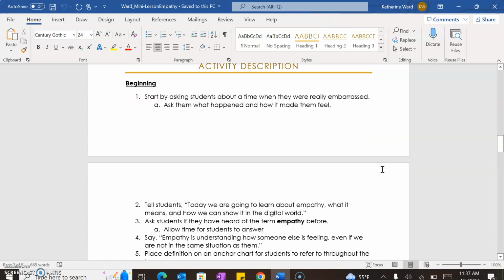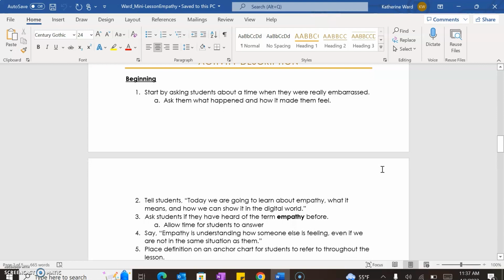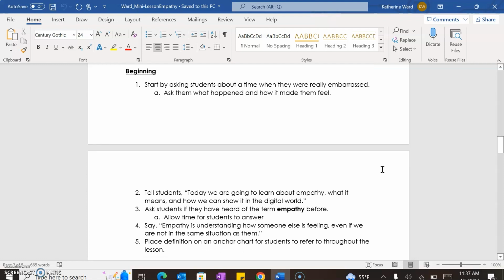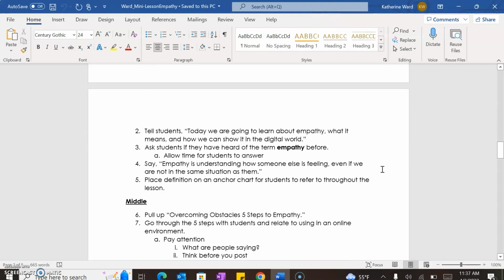At the beginning of the lesson, students were asked to think about a time when they were really embarrassed and how it made them feel. We talked about the meaning of the word empathy and whether students had heard the term before. And then we looked at the definition of empathy as being understanding how someone is feeling even if we are not in the same situation as them.